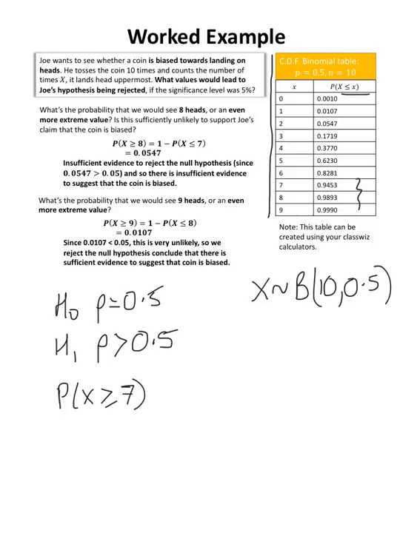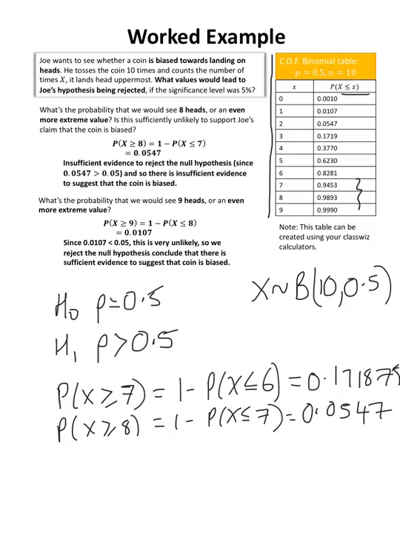So that's the same as 1 minus the probability that x is less than or equal to 6 when I use my calculator. I worked out 1 minus the probability of less than or equal to 6 on my calculator. So I put in my x value was 6, my n was 10 and my p was 0.5, and it gave me a probability of 0.01718.